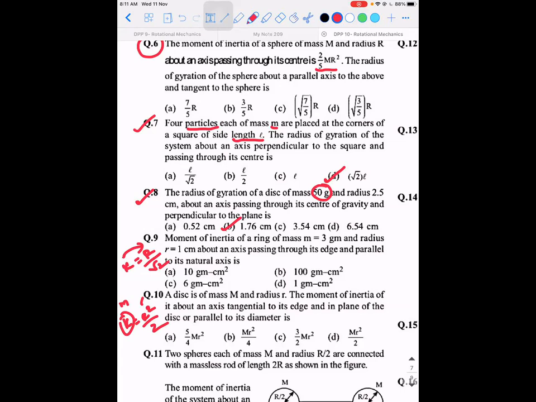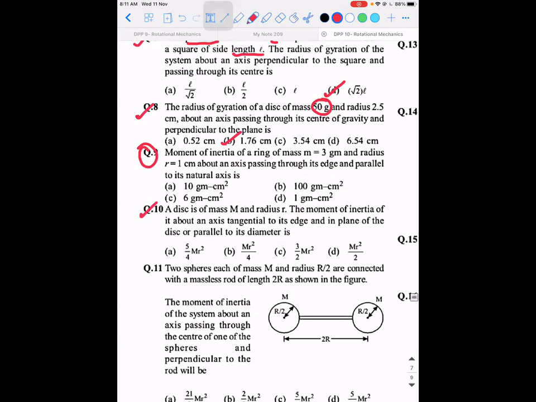Yes. Next. Can you try the next one? Ninth one. Moment of inertia of a ring. Again, this is also based on the parallel axis theorem. So let's hold it. We cannot do it.